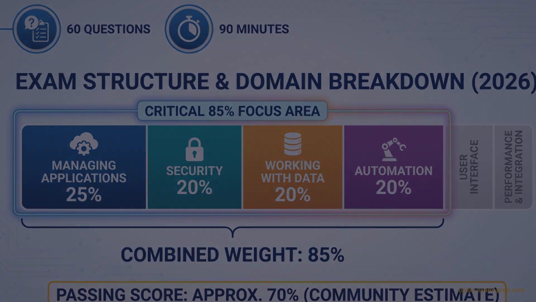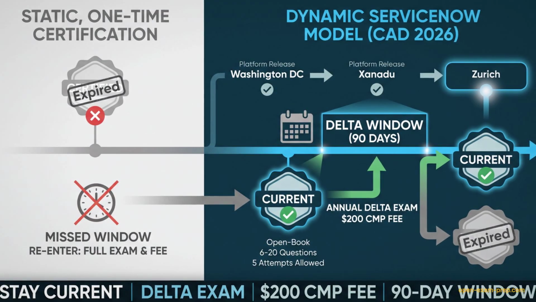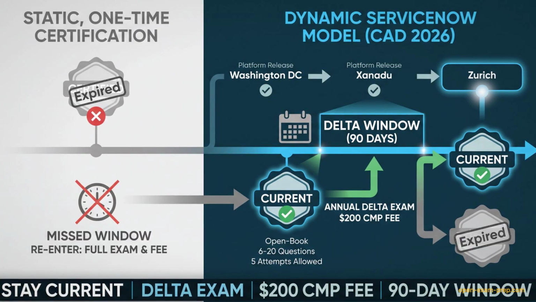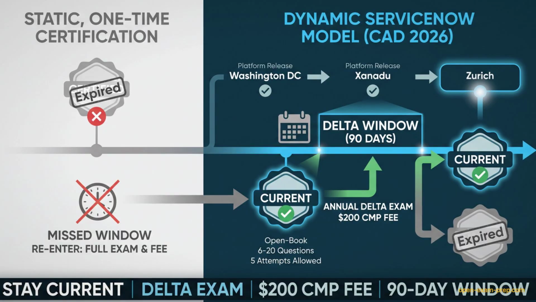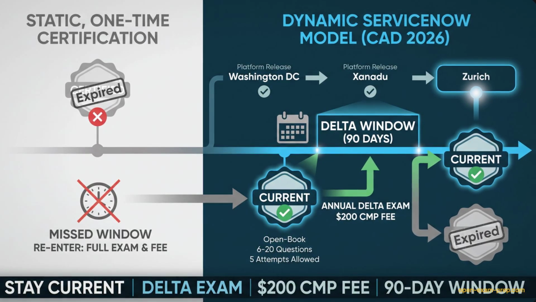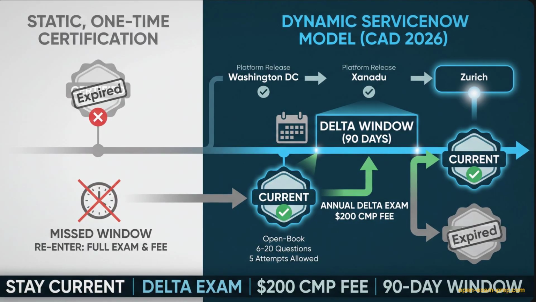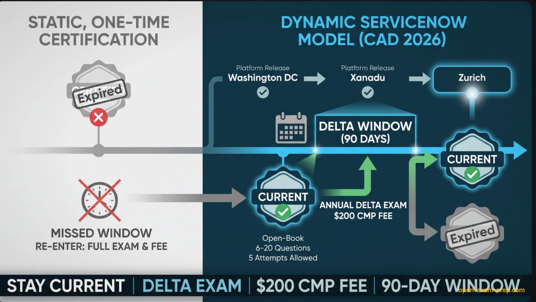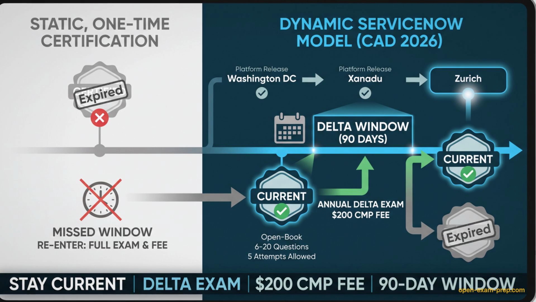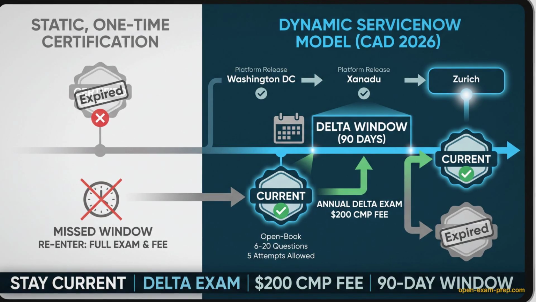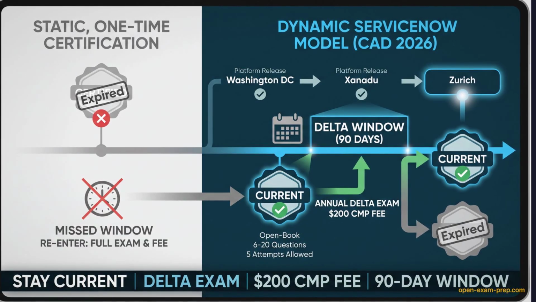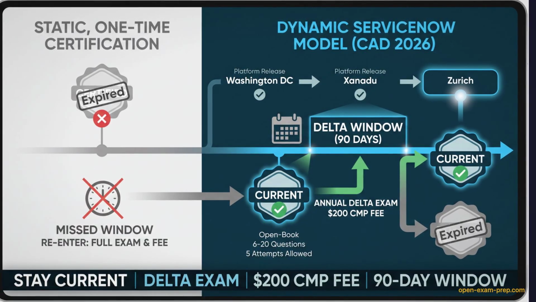of your total score. The single most misunderstood aspect of the CAD certification is its maintenance model. Unlike many IT certs, CAD is tied to a specific Now platform release, like Zurich for 2026. To keep your certification current, you must pay a $200 annual maintenance fee and pass a short, open-book Delta exam for each new release. This non-proctored exam has 6 to 20 questions and must be completed within a 90-day window. If you miss it, your certification expires completely, forcing a full retake.